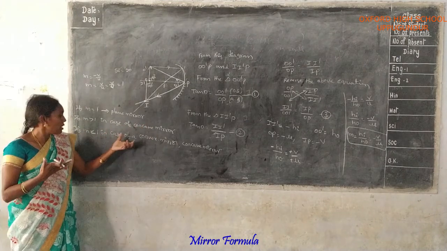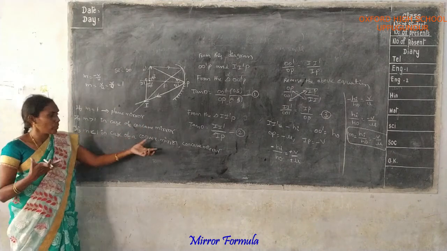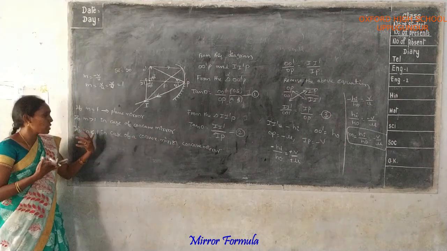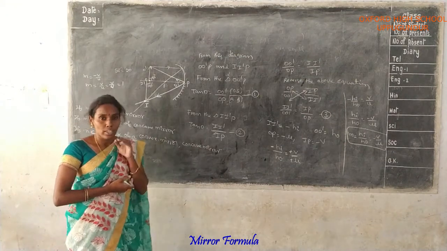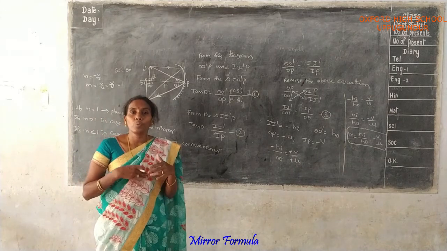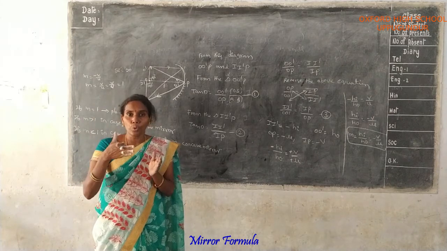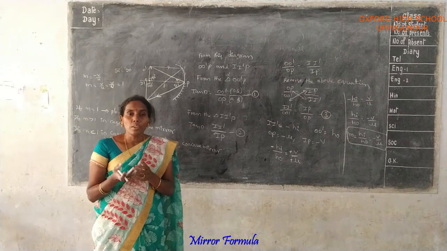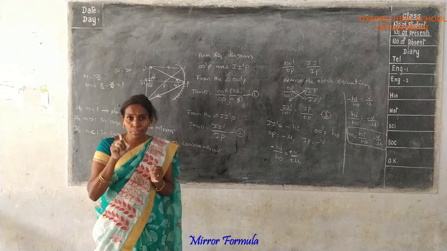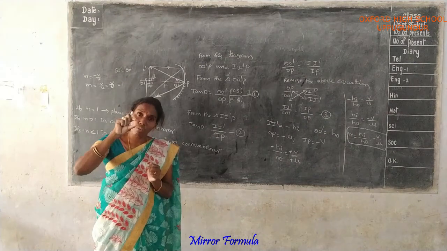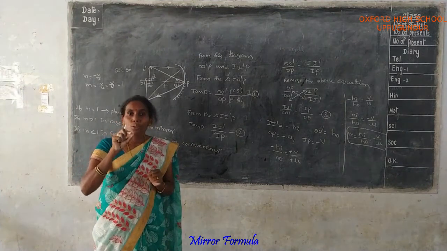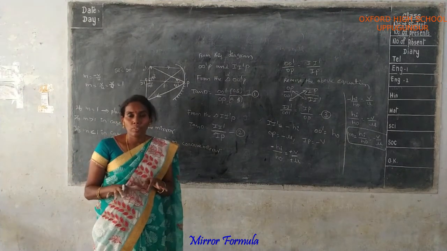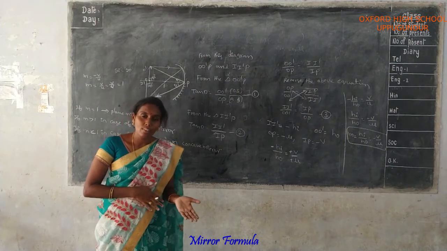In the case of a convex mirror, the magnification is less than 1. For example, if an object is placed anywhere between pole and infinity, the image is always formed between pole and focus. It always forms a diminished image. That means the magnification value is always less than 1.